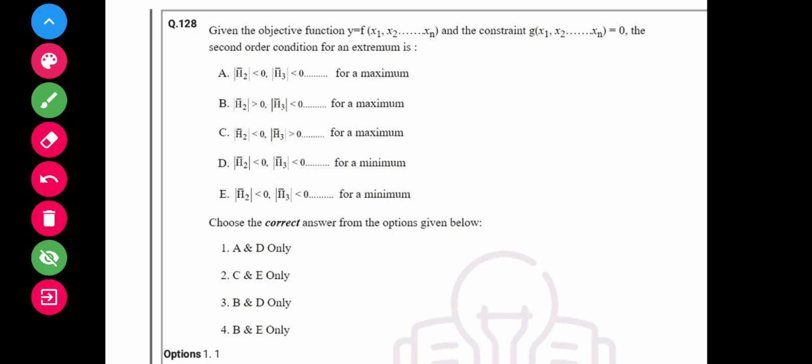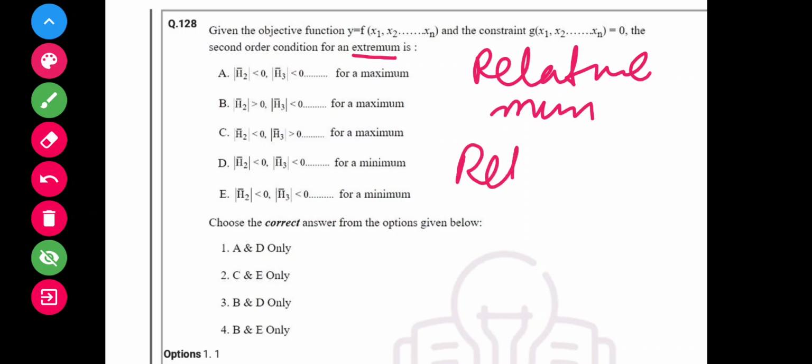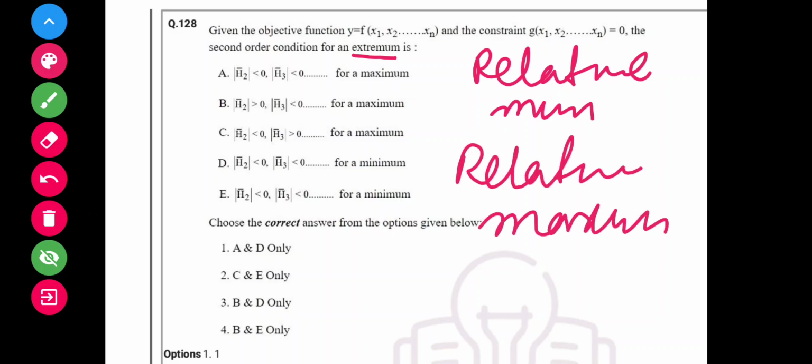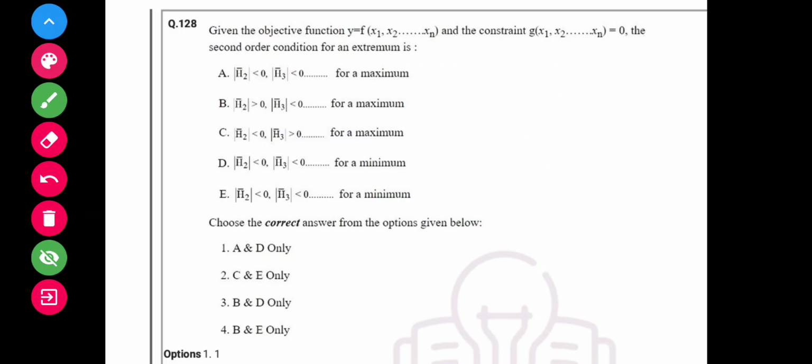Next question is, given the objective function y is equal to f of x1, x2 up to xn and constant g of x1, x2 up to xn is equal to 0, the second order condition for extremum is we need to find out. So what is extremum? Either we should get a relative minimum or relative maximum.